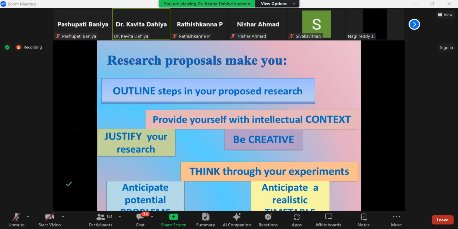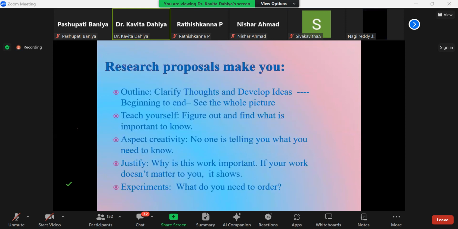I think there is no concept here that has any confusion or requires any explanation. So let's move ahead. The research proposal makes you outline and clarify your thoughts and develop ideas, from the beginning to the end, so that you see the whole picture. It also teaches you to figure out and find out what is important to know, where different aspects of creativity are involved.